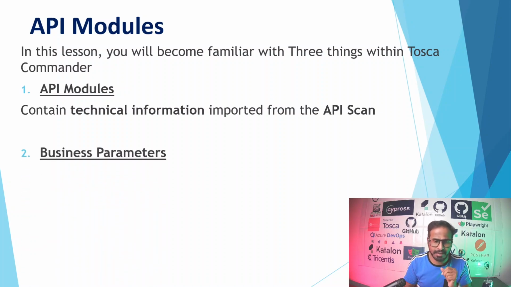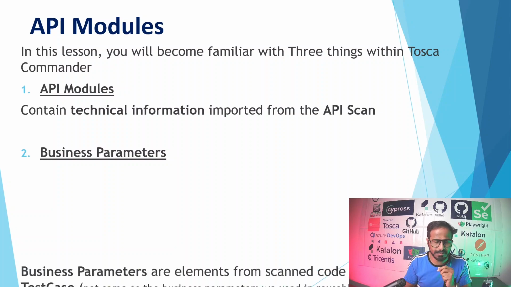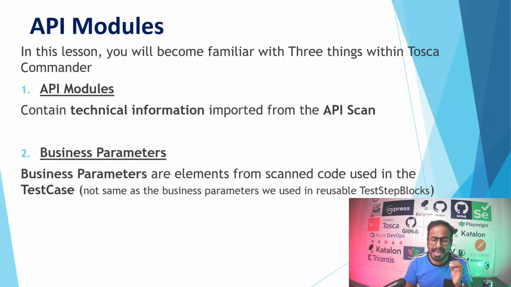And then what is the second one that you are going to learn? You will become familiar about business parameters. So business parameters are elements from scanned code used in the test case. So these business parameters are not same as the business parameters that we used in reusable TestStepBlocks in my previous old automation specialist level 1 concepts. Okay, so these business parameters are not same as those business parameters that we used in reusable TestStepBlocks.